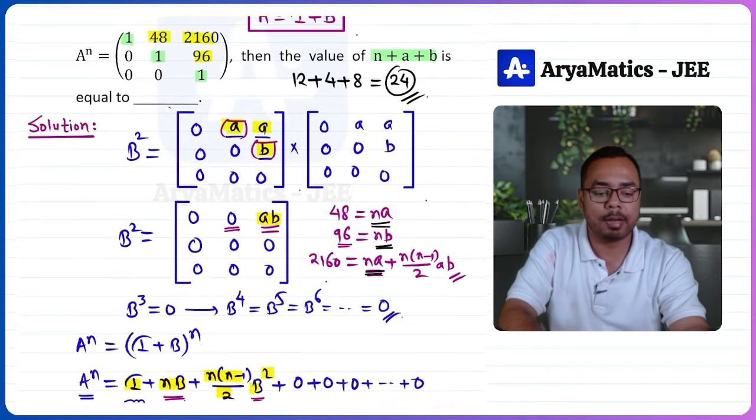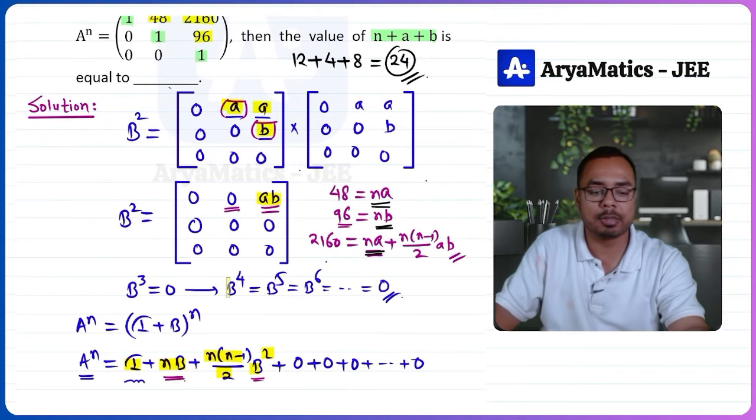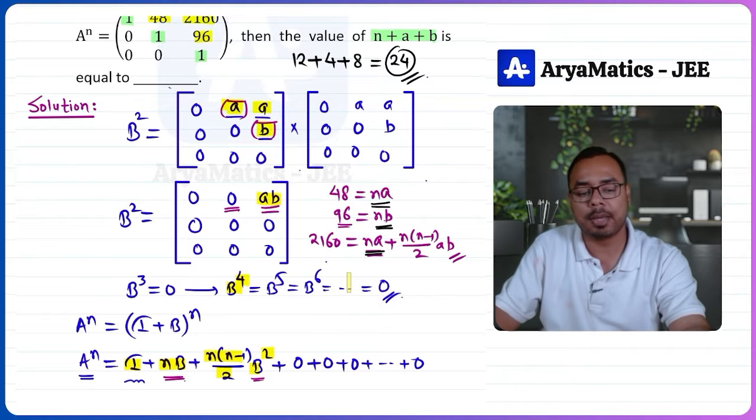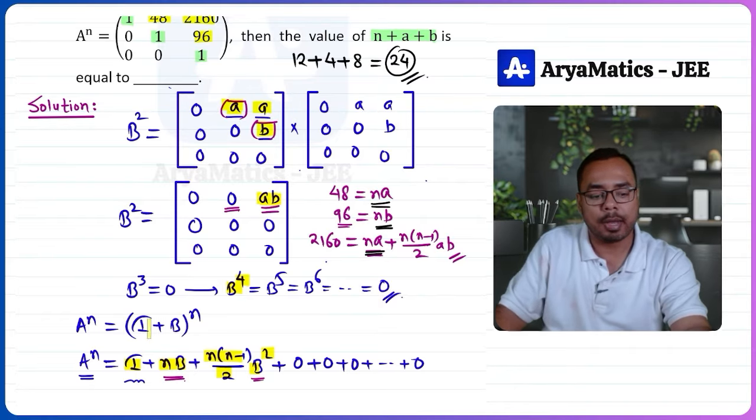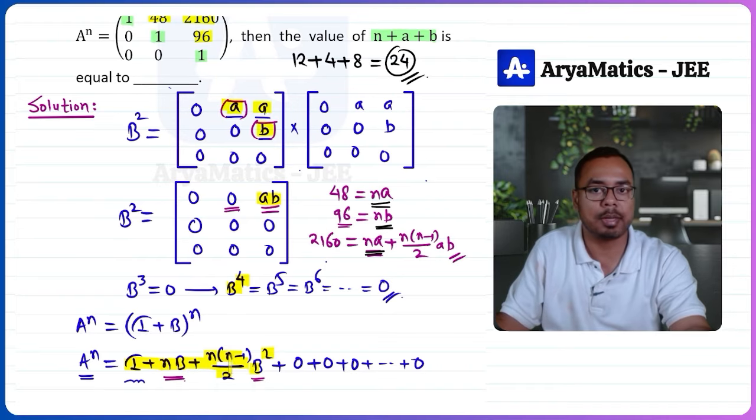And the moment you have a null matrix, any higher power of that matrix, because if B cube is a null matrix, B raised to 4 is nothing but B cube into B. B raised to 5 will be B cube into B square. So all of these matrices will become null matrix. And because I and B, these two are commutative matrices, so here you can apply that binomial expansion.